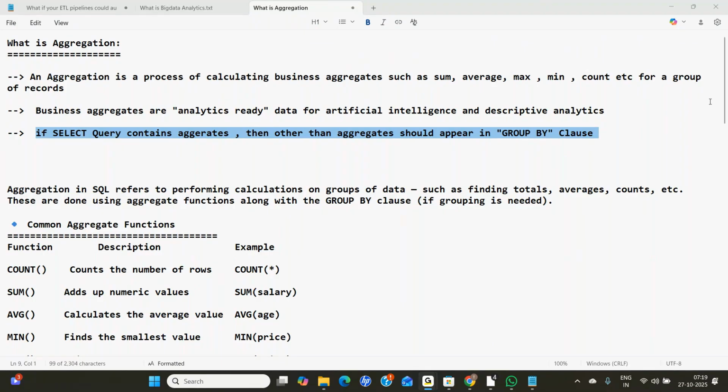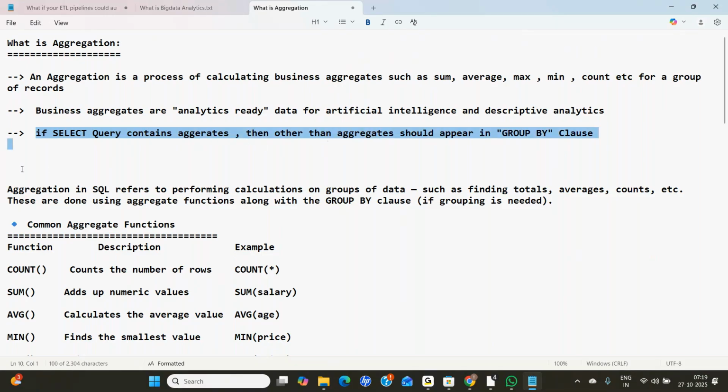What is a thumb rule? If the select query contains group by, if the select statement contains aggregate functions or aggregates, then other than aggregates should appear in the group by clause. I will explain anyway with the example.